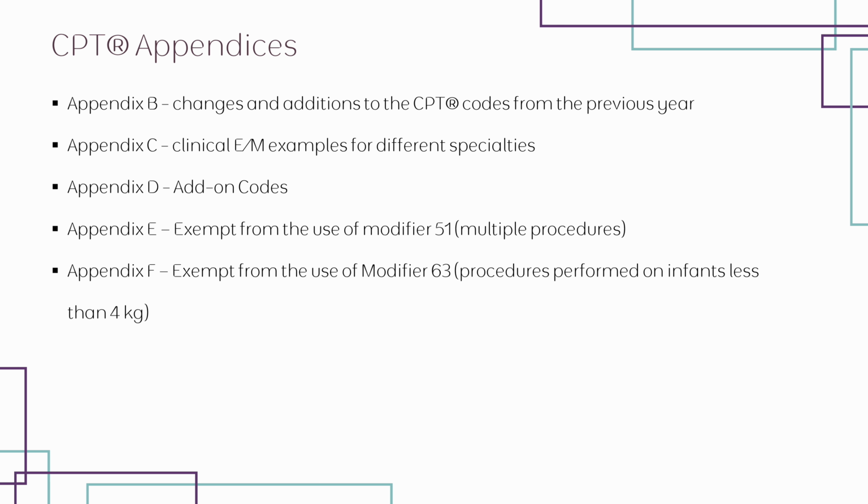Now let's look at Appendix F. Appendix F will contain a summary of CPT codes that are exempt from Modifier 63. Modifier 63 is used to report procedures on infants that weigh less than 4 kilograms. However, the codes listed in Appendix F generally involve congenital anomalies or procedures that already account for the increased complexity of working on very small or premature infants.